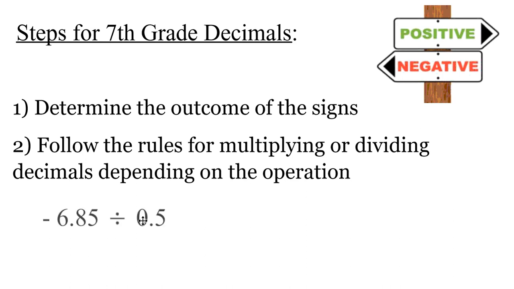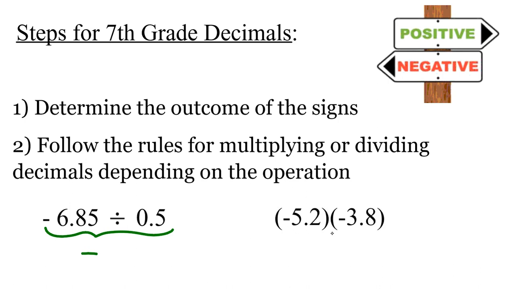So let's review here. Here I have a negative divided by a positive. My outcome for this problem is going to be negative. Here I have a negative divided by a negative, or negative times a negative. If I was to multiply these two together, my outcome will be positive. So if I determine the outcome of my signs first, and then just go ahead and divide, or go ahead and multiply, that's how we treat it in 7th grade. That's the one thing that changes it. So you really got to have that number sense down about how to multiply and how to divide decimals.